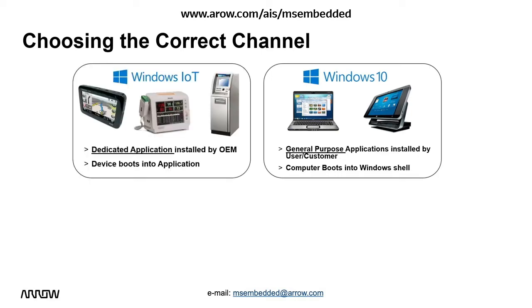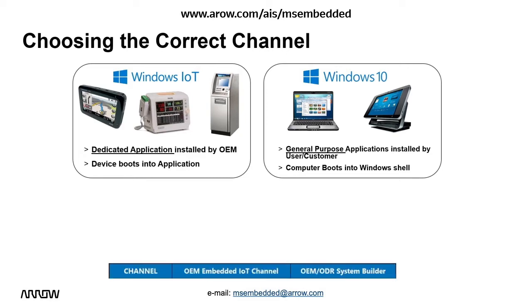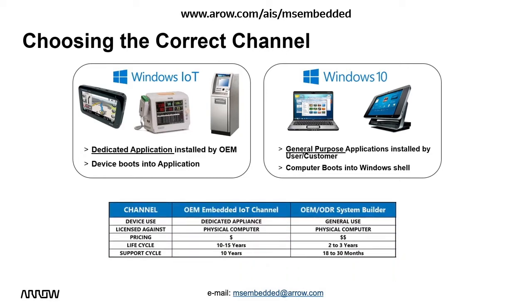But if you're an OEM and you're building a dedicated application or a dedicated purpose device, marketing it, selling it, it is a dedicated function. You need to be using Windows IoT. That's the reason Microsoft has the two channels. What we have is a lot of customers, or OEMs, that use Pro when they should be using IoT.